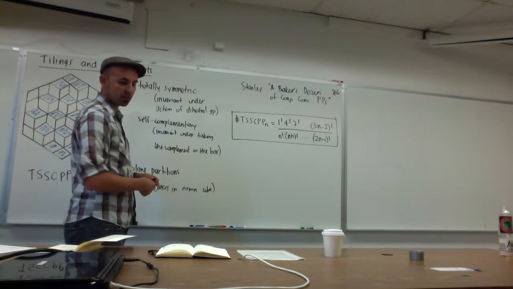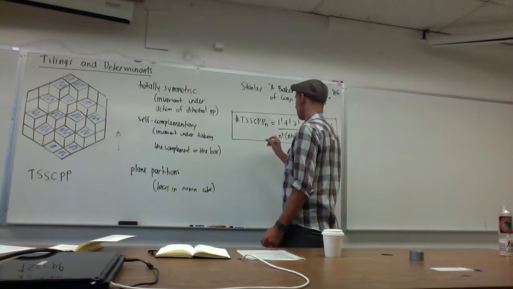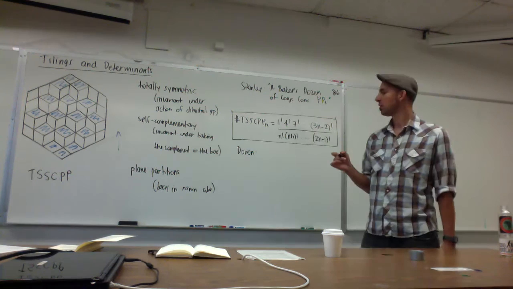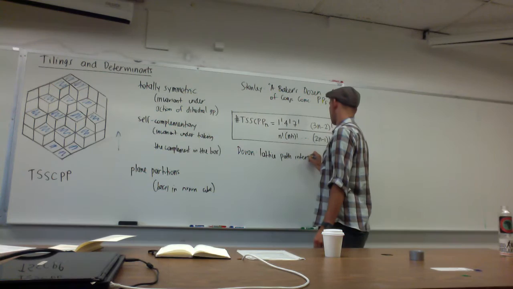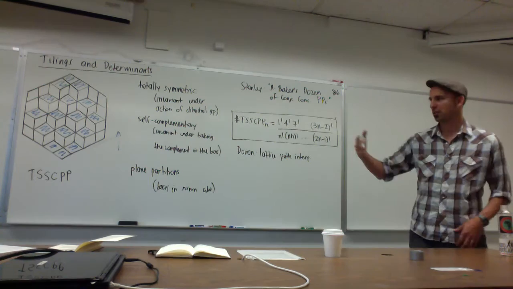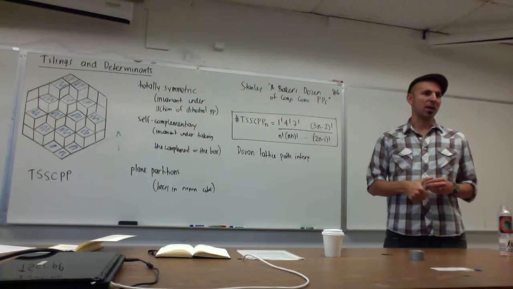And finally, this was proved. So this was proved in a series of papers. The first insight was by Doran, who actually was an undergraduate at the time when he did this. And he found the lattice path interpretation. That shouldn't be too surprising, given what we did last time, where we saw that there are these lattice paths living in here. But this wasn't the usual application of Gessel-Viennot that we did last time. It was more complicated.